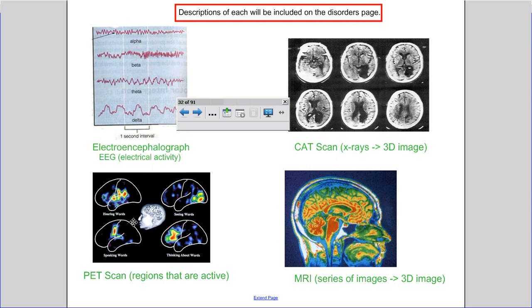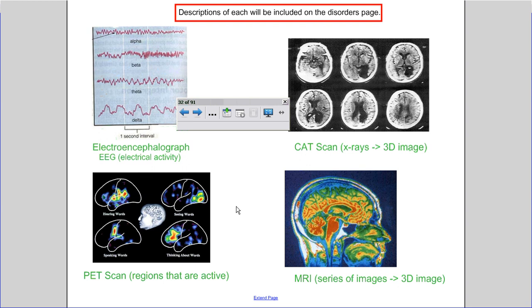Okay, so if it's active, it's going to break up that glucose, and breaking up that glucose makes it fluoresce. So it's a special labeled glucose that you're taking in, so that when your brain is active in a certain region, it causes it to light up, and you can see it on the screen.